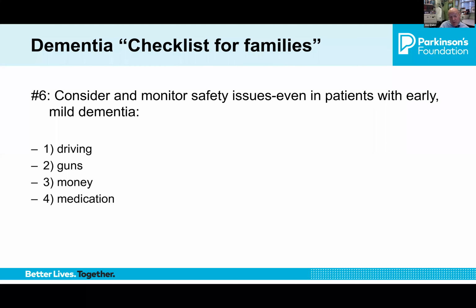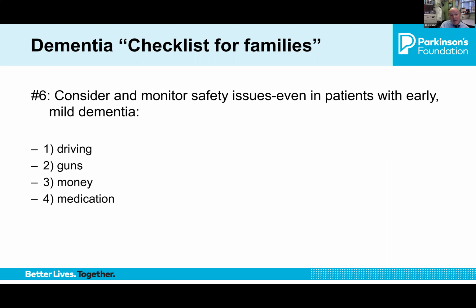A second issue is the issue of guns in the home, and patients who have cognitive impairment and sometimes paranoia and sometimes hallucinations are at risk of very severe accidents with guns. So we have to make sure that the guns in the home are locked up and inaccessible to the person with dementia if that's appropriate.